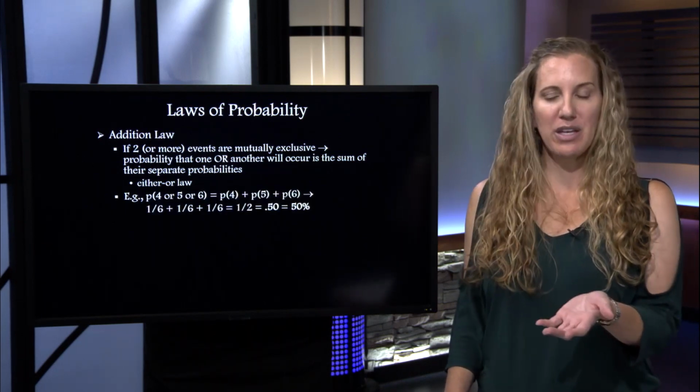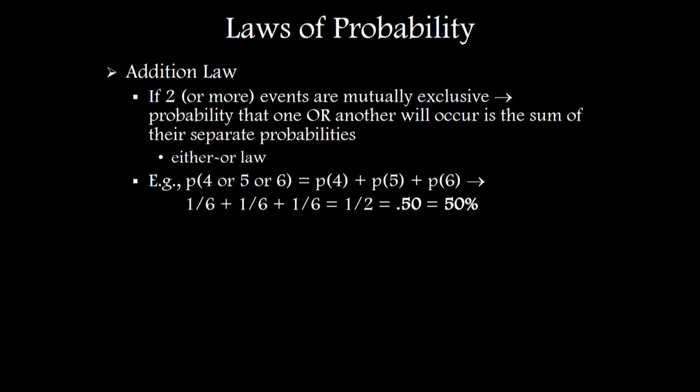So rolling a 4 is going to be hard. I only have a 16-17% chance of rolling a 4. But if I can roll a 4 or a 5 or a 6, I can add those probabilities together to get my total probability. So here I'm looking at my individual probabilities of rolling a 4 or a 5 or a 6. Each one of those probabilities is going to be 1 out of 6. 1 out of 6 plus 1 out of 6 plus 1 out of 6 equals half. So I have a 50% chance of rolling one of those three numbers.